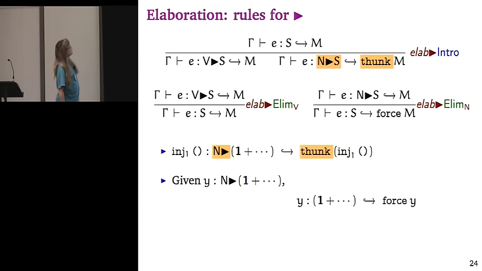If you're introducing a suspension type, so in elab suspend intro, if you're introducing v suspend, then you just elaborate to the same m you got in the premise. If you're introducing n suspend, you add a thunk around it. So if you're injecting unit, then you add a thunk around the injection. And if you have something with a thunk around it, and you want to get 1 plus something, you need to force it. And that's done in elab suspend elim n.